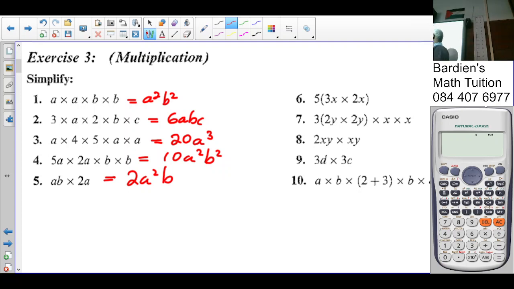Who got all 5 right so far? Where did you go wrong? On your side, the last letter next to 2A is C. So you got 2ABC.